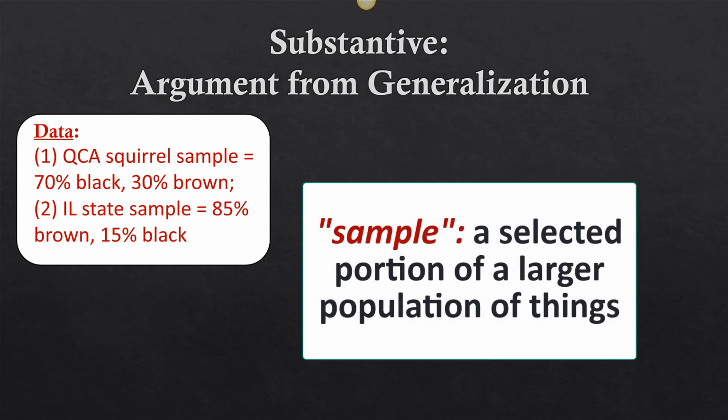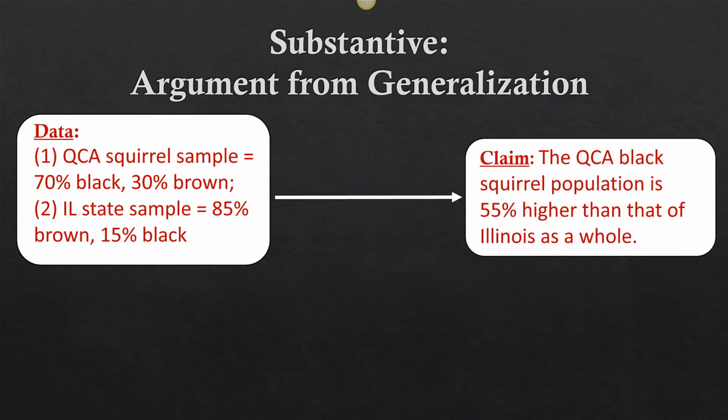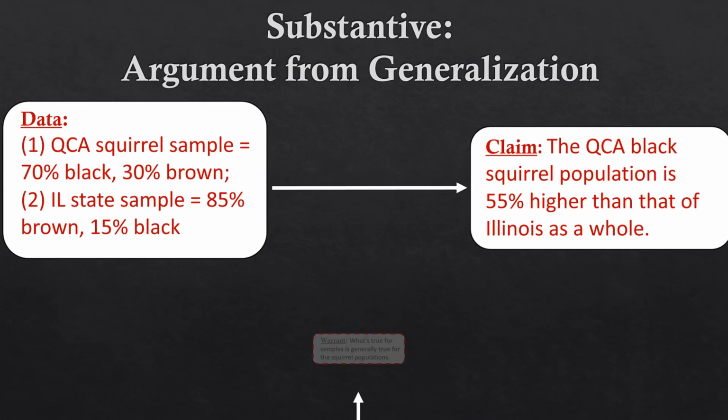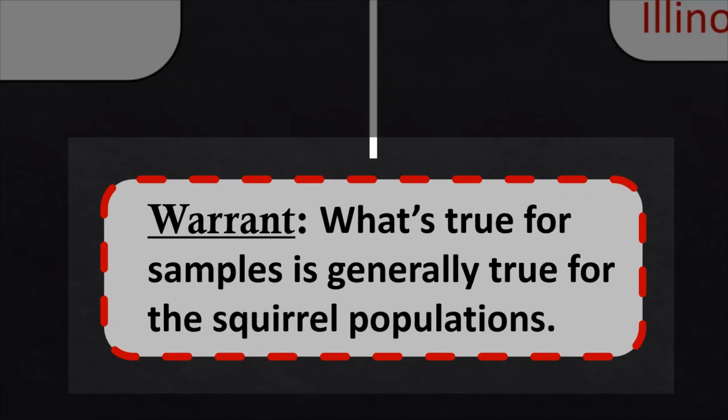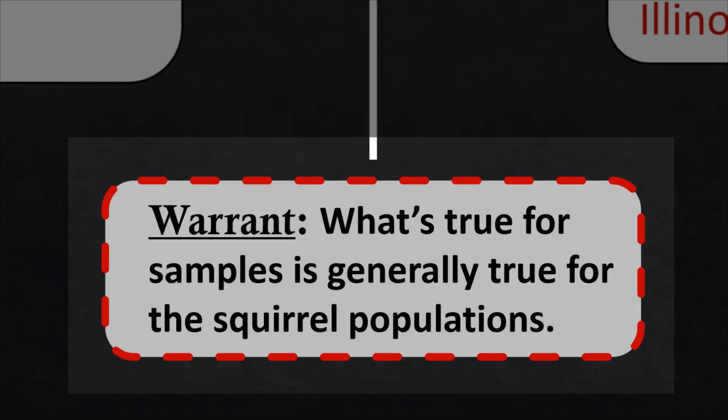This is a part of the larger population. But from this sample, I draw a conclusion that the black squirrel population in the Quad Cities area is about 55% higher than that of Illinois as a whole. Now, how do I get to this conclusion? Because I'm using a generalization warrant, inductive reasoning. What's true for the samples that I observed is generally true for the squirrel populations in these areas.